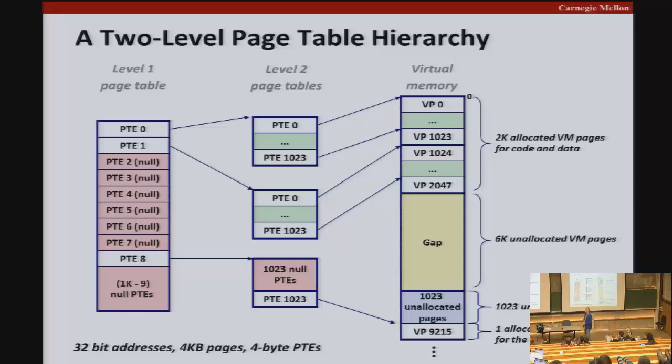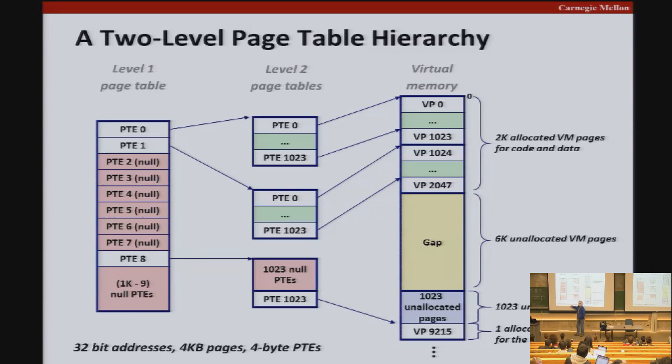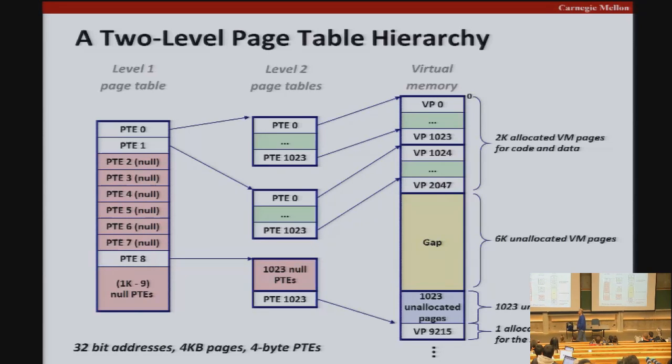So for instance, let's say we have a 32-bit address space, and we're going to have 4K pages, so that means 12 bits. The bottom 12 bits of my address is the page offset, because my pages are 4K each. And I need, let's say, 4 bytes to represent my page table entry. That's enough to hold everything.